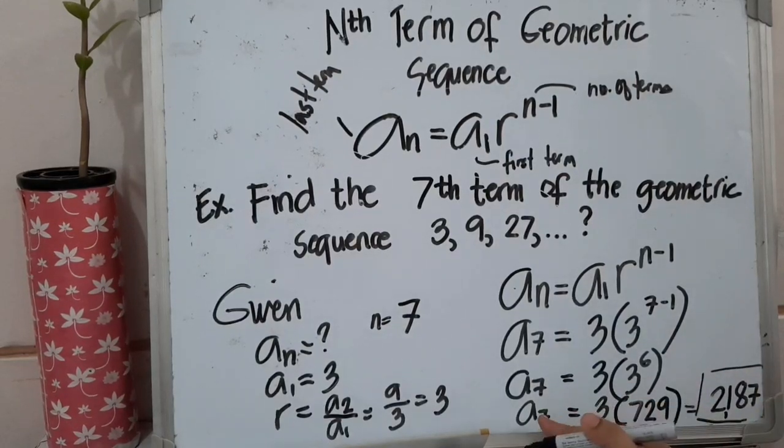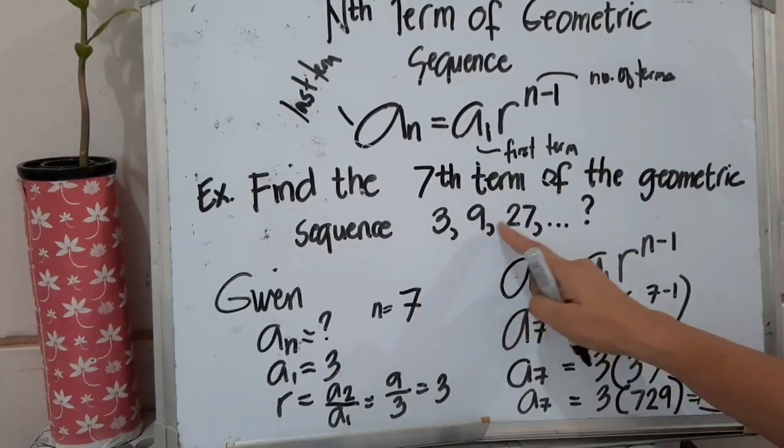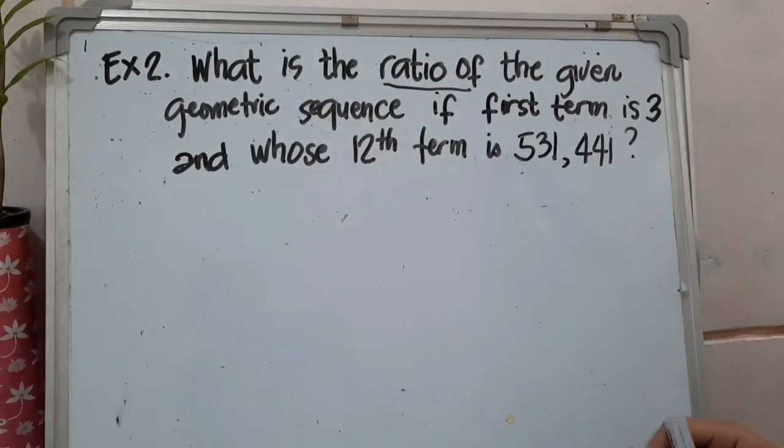2,187 is our 7th term of our given sequence, 3, 9, 27, and so on and so forth. So what about if we are given this kind of problem? How are we going to solve this one?